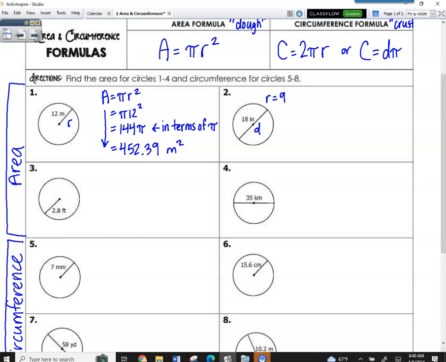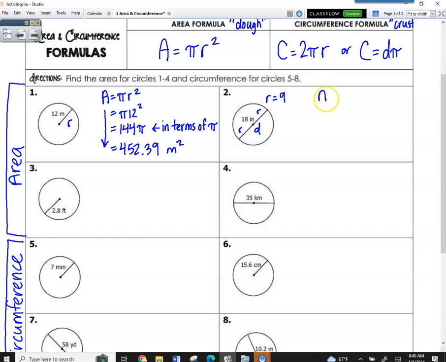Radius is a shorter word, it's the shorter segment. So that's a nice little way to remember which one's the big number and which one's the small number. And the relationship is there's 2 radii in a diameter, so you just divide it by 2. Okay? Alright, so then you would find it like normal.